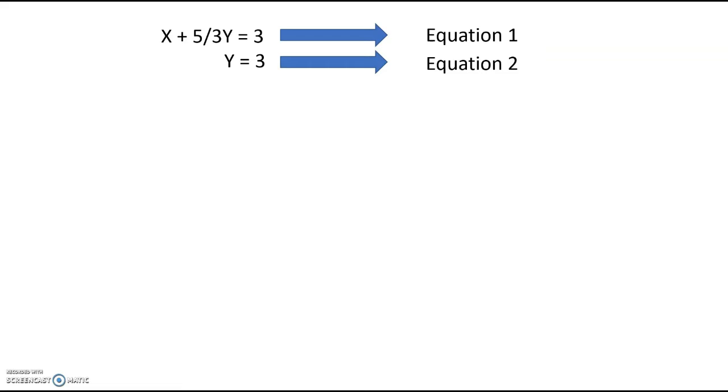So now in order to get the value of x, because we already have the value of y, which is 3, we're going to substitute equation 2 into equation 1. So x plus 5 over 3, we substitute the value of y there, equals 3. And then 5 over 3 times 3 is equal to 5. So it will be x plus 5 equals 3.